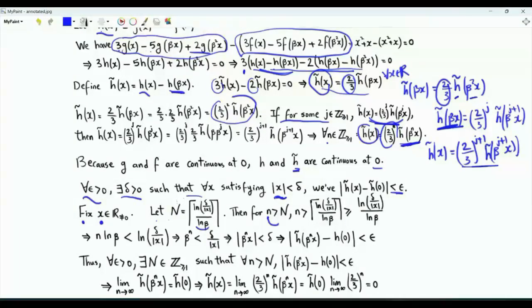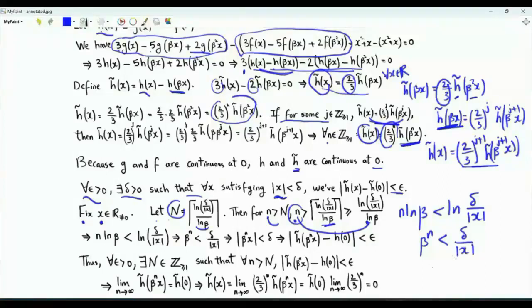If small n is greater than big N, then small n is greater than this quantity without the ceiling, because beta is in the open interval between 0 and 1. If we multiply both sides of this inequality by ln beta, the inequality is reversed. We get that n ln beta is strictly less than ln delta over the absolute value of x. Beta to the n is strictly less than delta over the absolute value of x. Then the absolute value of beta to the n times x, this is less than delta.